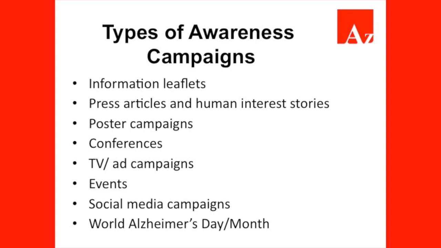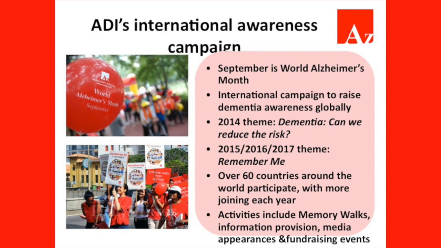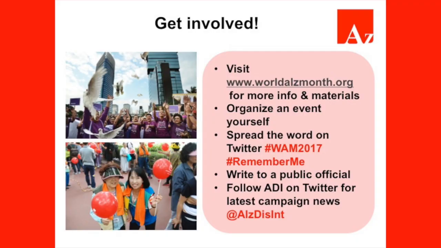As I mentioned before, World Alzheimer's Month and World Alzheimer's Day is a really good tool for you as an awareness campaign, and you can take advantage of that. We're celebrating every September. The theme this year again is Remember Me. We have many countries participating, and it is a really good opportunity for you to have awareness activities such as memory walks, providing information, having appearances on the media, doing fundraising events, and whatever you think is relevant for your country.